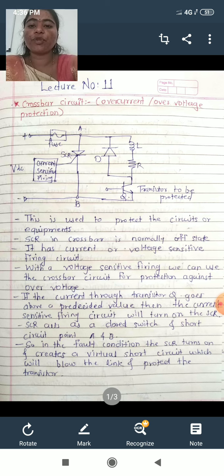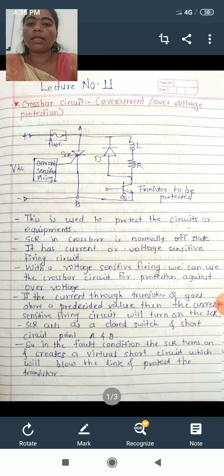Here, one fuse is connected. An SCR is present there, and a current sensitive element or voltage sensitive element is connected to the gate of the SCR. Then a diode is there, and an R and L circuit is also present, and the transistor is the device that we have to protect from overcurrent or overvoltage. This circuit diagram is basically used to protect circuits or equipment.